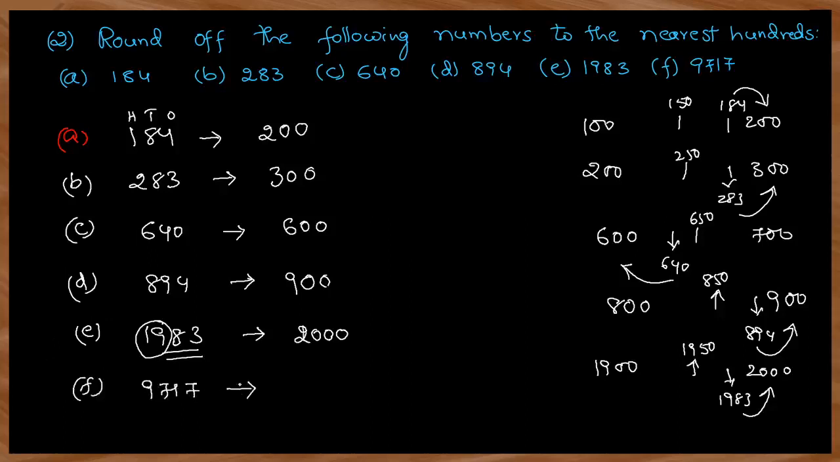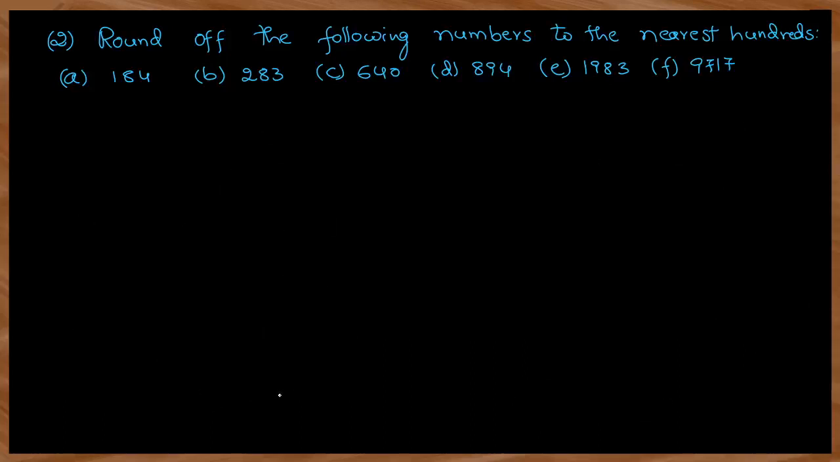9717. Keep the thousands place as it is and take up to the hundreds place. It lies in between 700 and 800, in between 700 and 750, which is somewhere here. 717 will be somewhere here, nearer to the 700. So you can change this 717 as 700 only. So 9700 is the nearest 100 of 9717. So you can write this also like this.